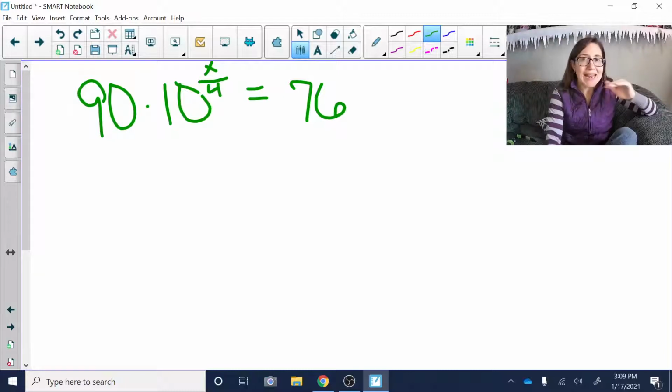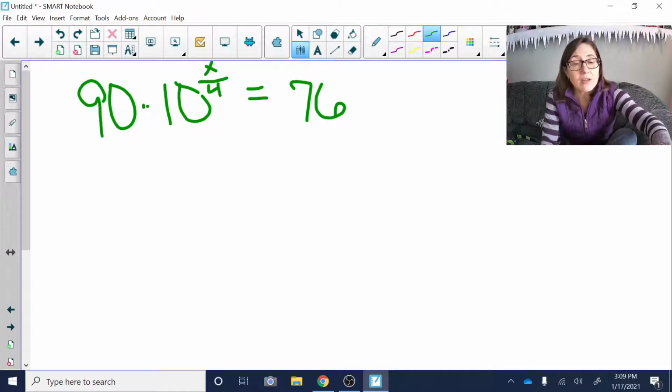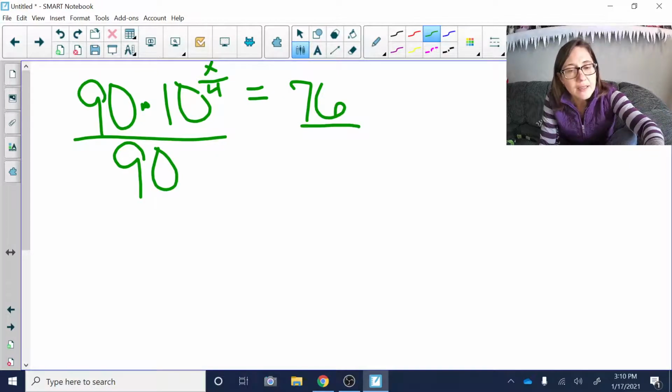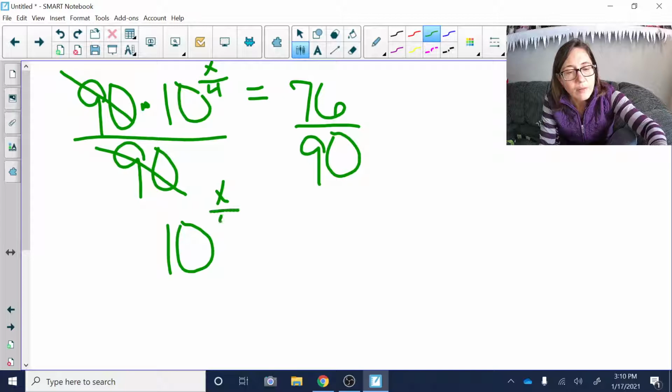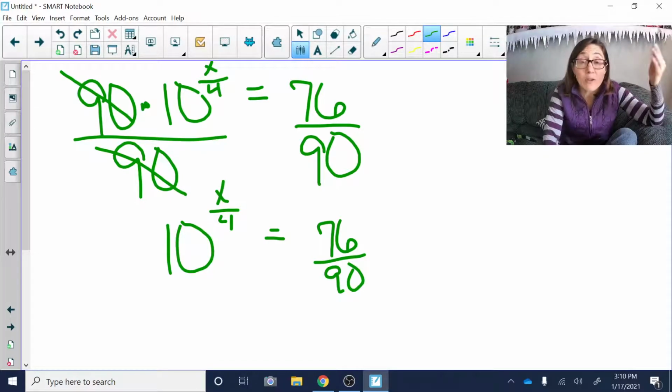So let's make that 90 go away. It's getting multiplied. The link right here is multiplication. So how are you going to get rid of that? Yeah, you're going to divide. So we're going to divide both sides by 90. So I'll have 10 to the x over 4 equals 76 over 90. I'm just going to leave it like a fraction. If you wanted to reach for your calculator and divide that right now, you could. That'd be fine.